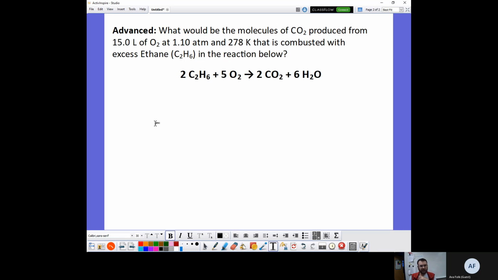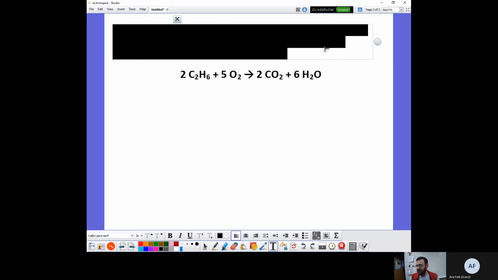Okay. So this is number 10 on the ideal gas worksheet. We want the molecules of CO2 produced from 15.0 liters of O2 at 1.10 atm at 278 Kelvin that's combusted with excess ethane. So the fact that it's combusted with excess ethane means we don't need to worry about the ethane. We can focus on the oxygen. If you see here, we've got liters, atms, and kelvins for the oxygen.